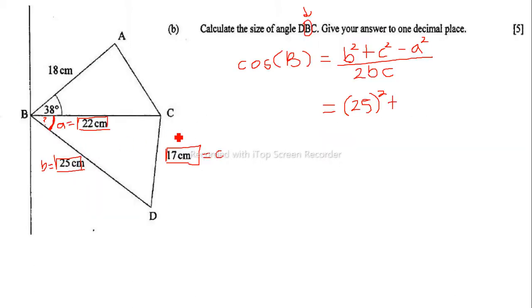So B squared is 25 squared. Plus, C is 17, right? C is 17 squared. Yes, sir. 17 squared minus A squared. A is 22. 22 squared.